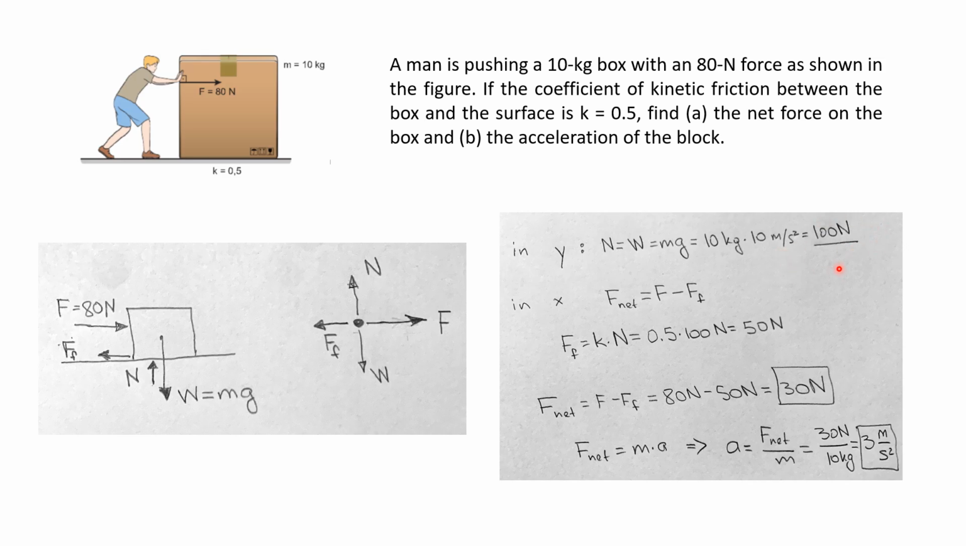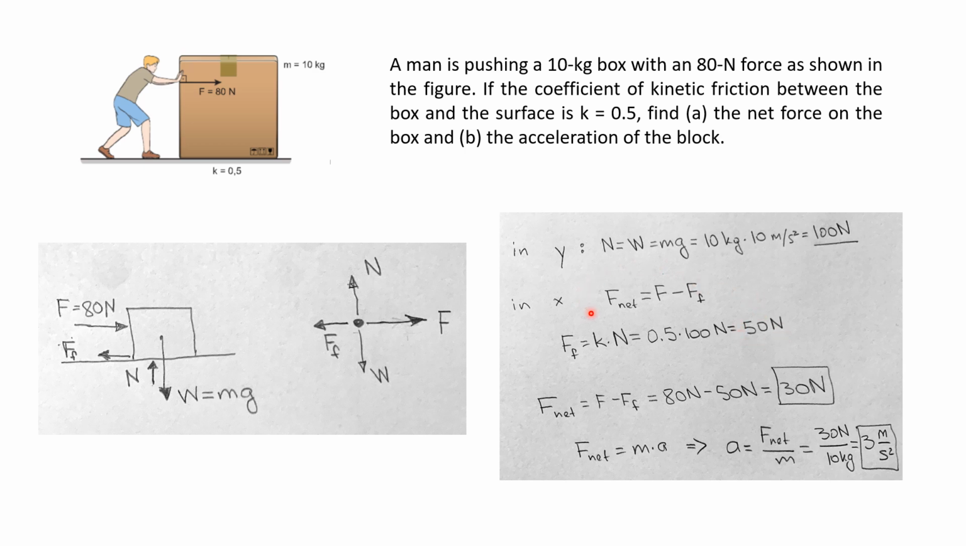Now, in the x direction, forces are not balanced, so there is going to be a net force because the object is moving. Right? First, let's calculate the friction force. The friction force is equal to the coefficient of friction times the normal force. If we work this out, we get 50 newtons.